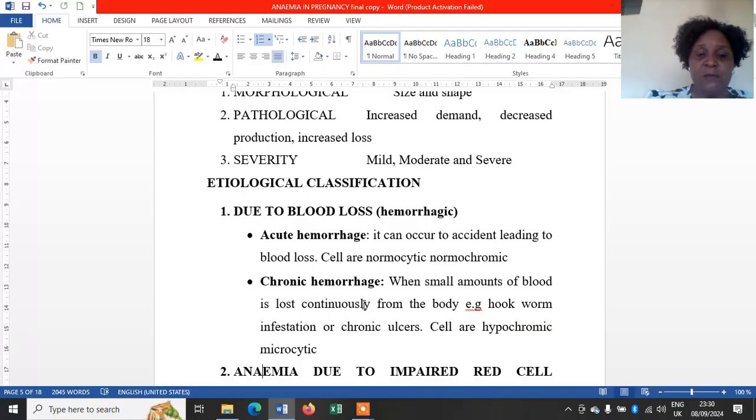It can be either acute hemorrhage or chronic hemorrhage. And on the microscope, these cells will look different. For acute hemorrhage, we shall have very normal cells with a very normal color, but in chronic hemorrhage, the cells will be light and they will be small.